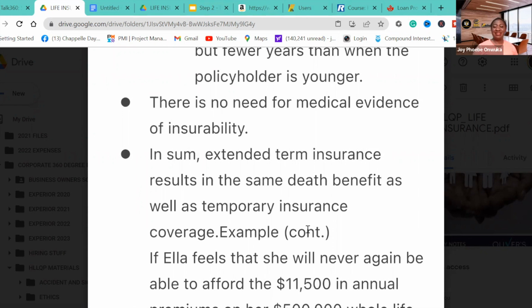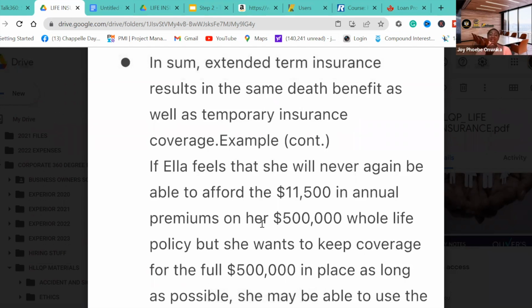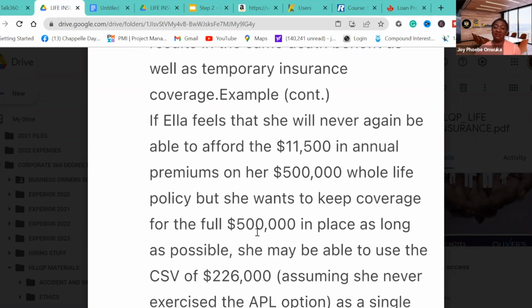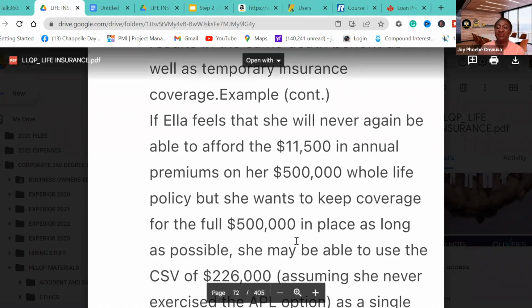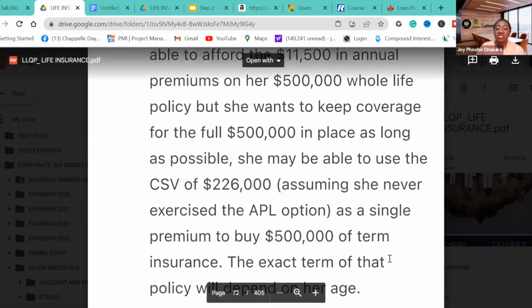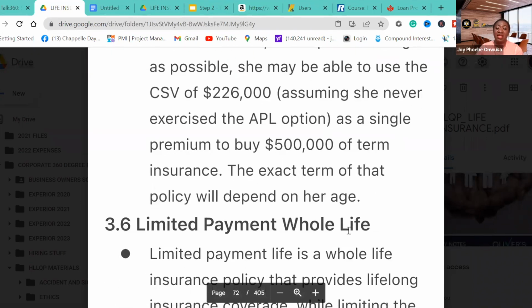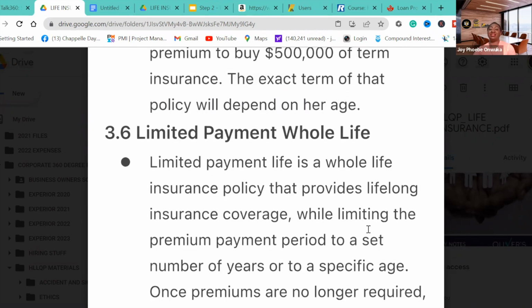In summary, extended term insurance results in the same death benefit as well as temporary insurance coverage. For example, we're still looking at our Ella example. Ella feels that she will never again be able to afford 11,500 in annual premium on her 500,000 whole life policy, but she wants to keep coverage for 500,000 in place as long as possible. So she may be able to use the cash surrender value of 226,000, assuming she never exercised the automatic premium loan option, as a single premium to buy 500,000 in term insurance, and the exact term of the policy will depend on her age. That's a straightforward one, isn't it?